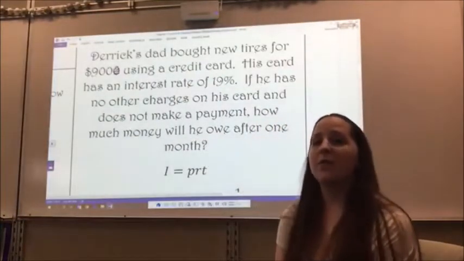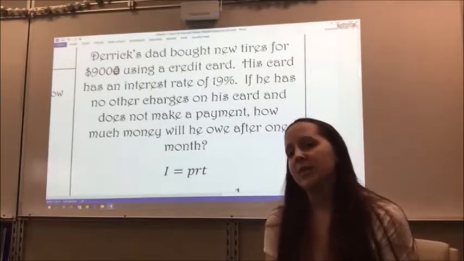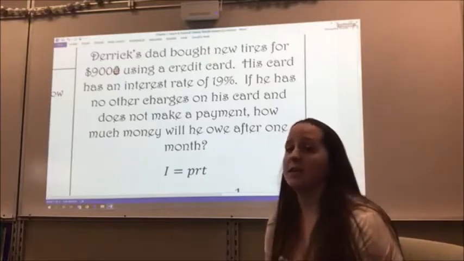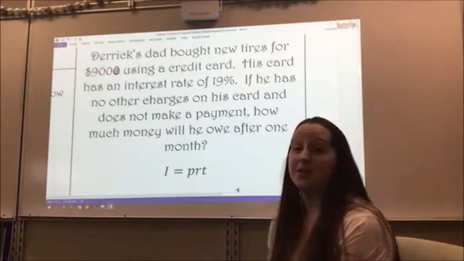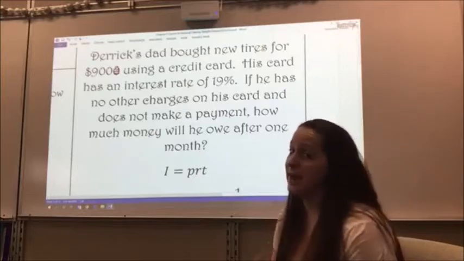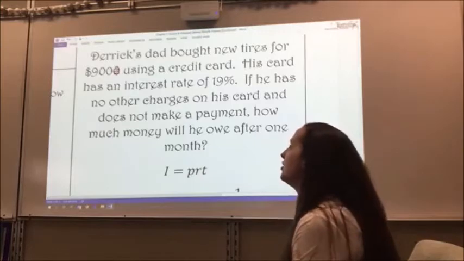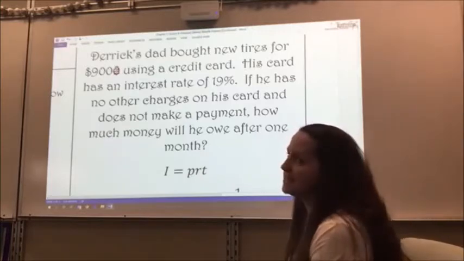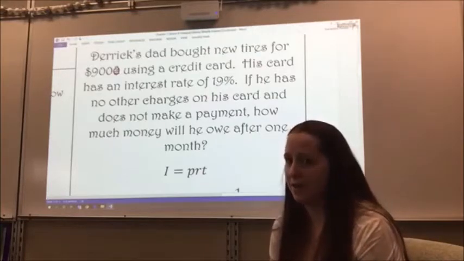All right, so the next problem we're going to look at is talking about Derek's dad. So Derek's dad is buying tires for $900. I know it says $9,000 on your notes. It should be $900. Okay, otherwise those are very expensive tires. $9,000 is a lot of money. Okay, $900 for tires is still expensive, but that's more realistic. So $900 using a credit card. His card has an interest rate of 19%. That's very typical of a credit card. Credit cards generally have higher interest rates.